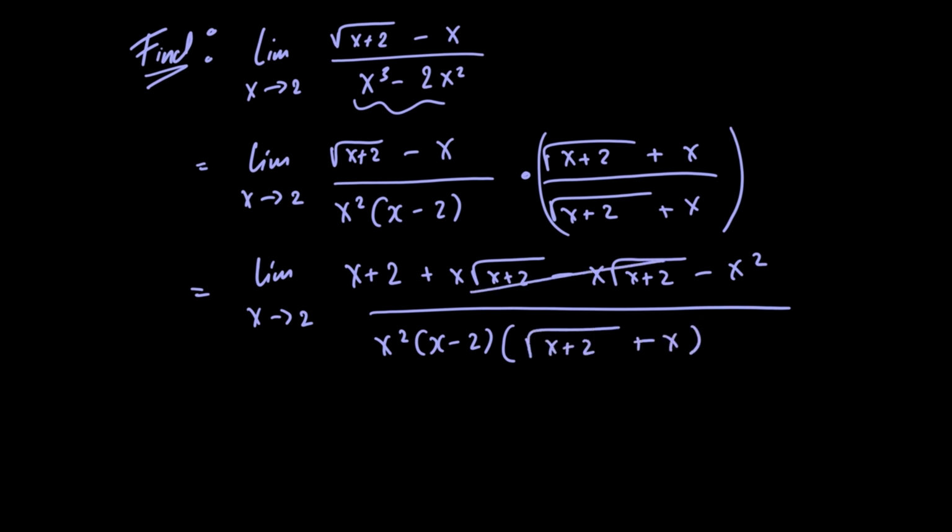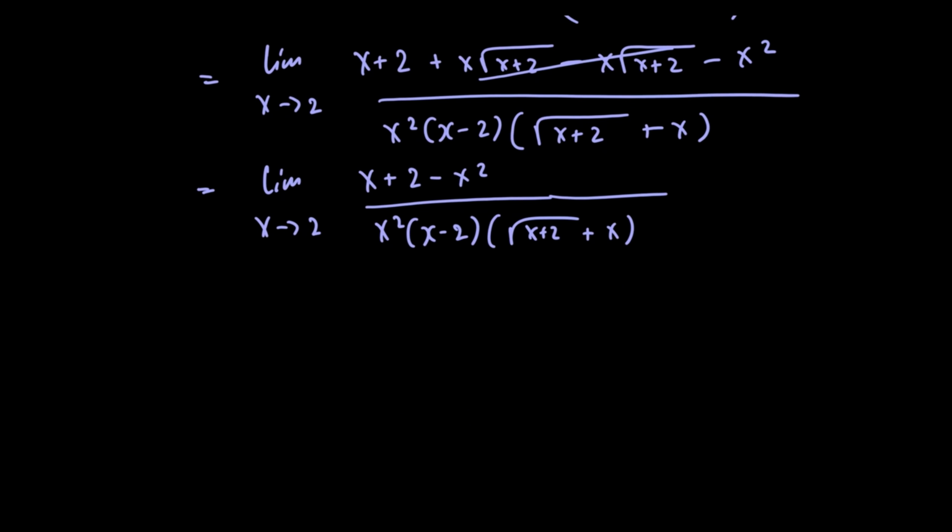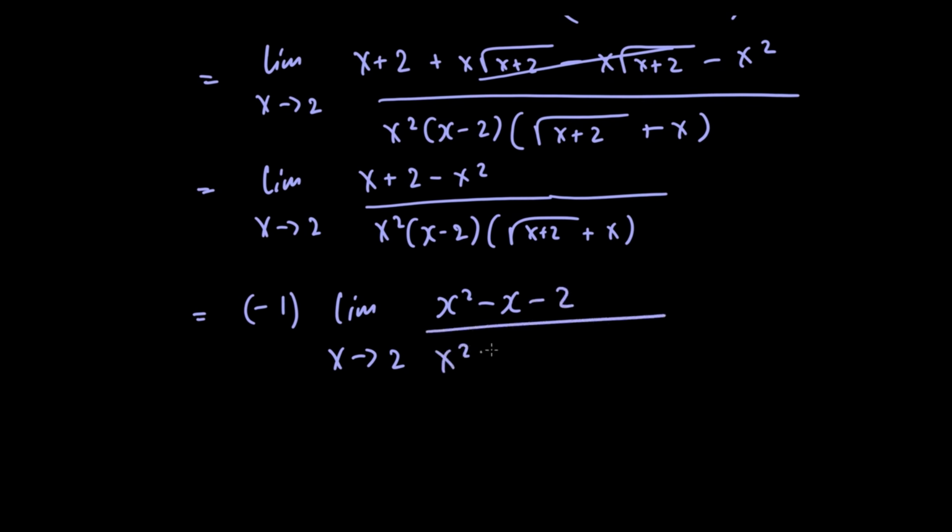Now these two cancel each other out, and we're just left with the limit as x approaches 2 of x plus 2 minus x squared divided by x squared multiplied by x minus 2 multiplied by the square root of x plus 2 plus x. Now what I'm going to do is factor a minus 1 out of the numerator. So we're going to have minus 1 times the limit as x approaches 2 of x squared minus x minus 2 divided by x squared times x minus 2 times the square root of x plus 2 plus x.